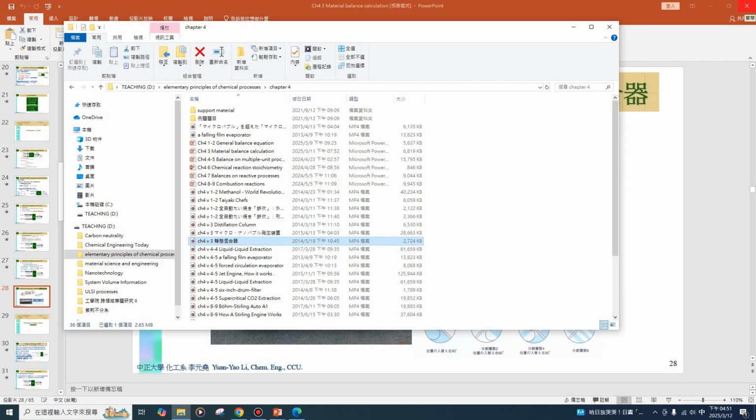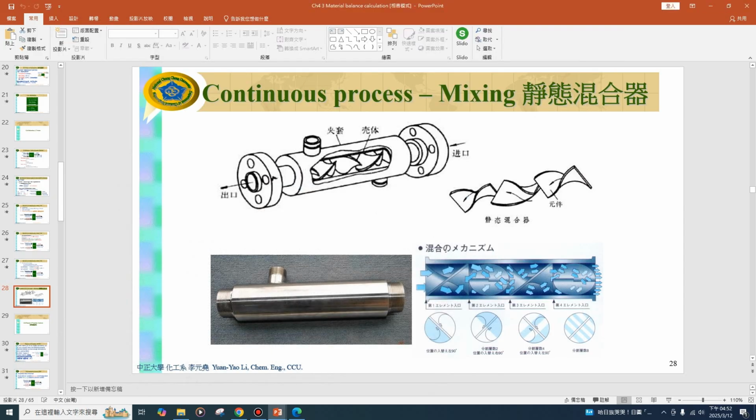So as an engineer, you need to think about how to do mass production, not do it at home or in a laboratory. You need to have a new way of thinking to design a continuous process.